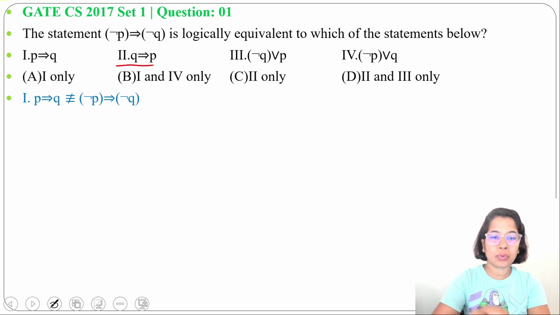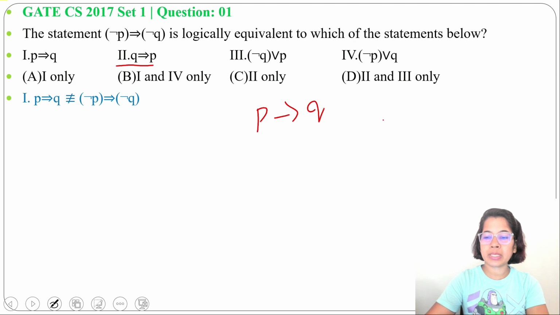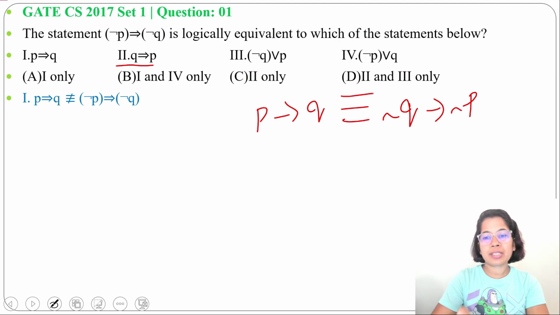Next, statement 2, Q implies P. We know if P implies Q, then its contrapositive is negation Q implies negation P. Both are logically equivalent. I already discussed that the contrapositive is equivalent during the implication lecture. Just go through the lecture.